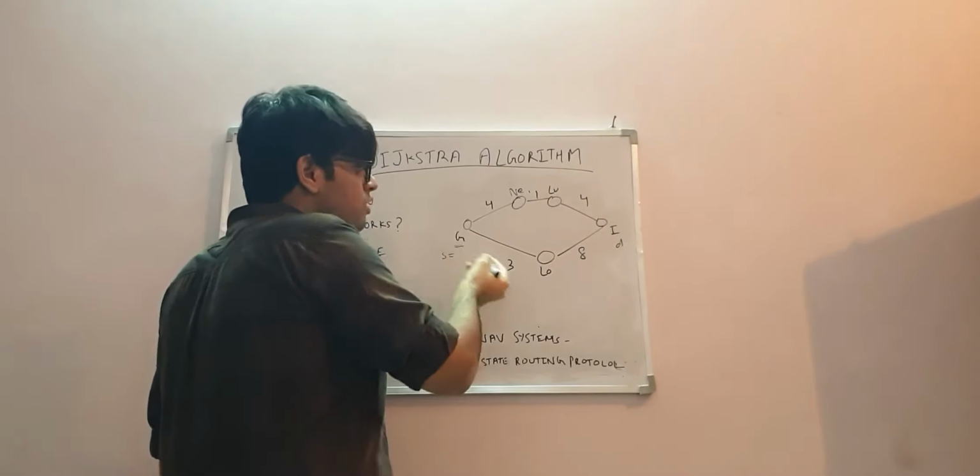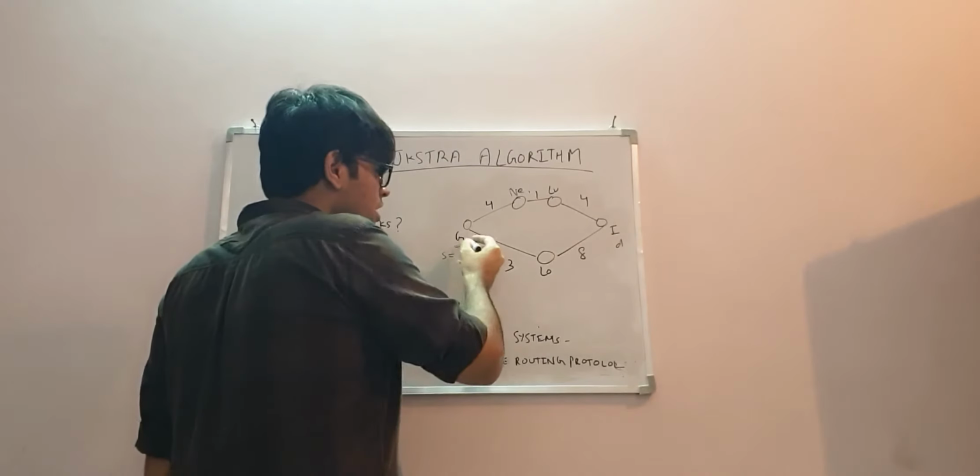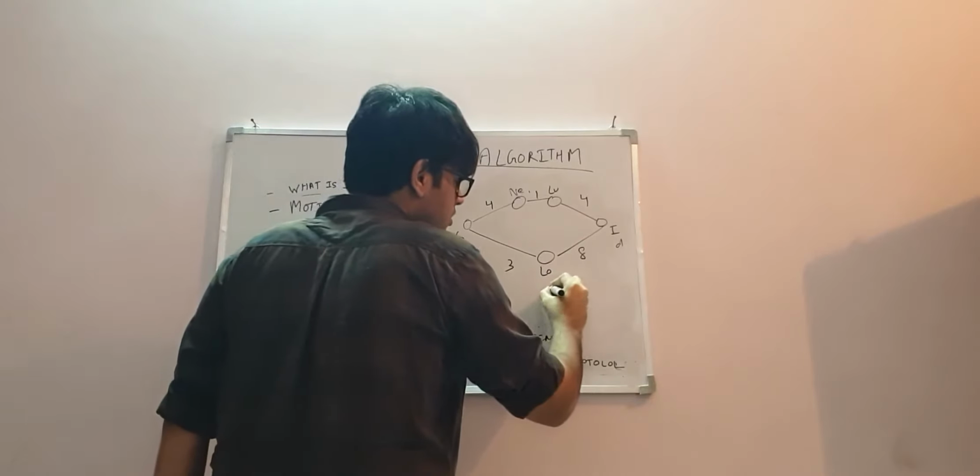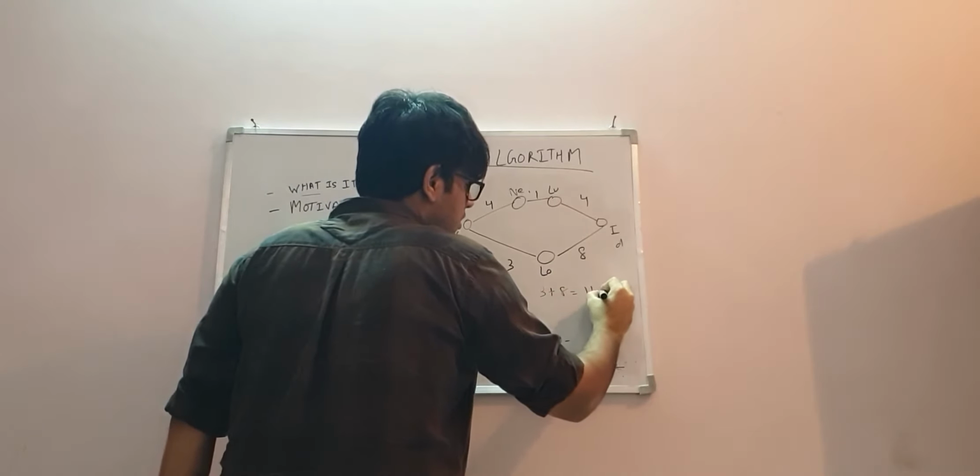So what is one of the routes that you can follow? You can go via London and reach Italy, right? What will be the time taken in that scenario? That will be what? 3 plus 8, which is 11 hours.